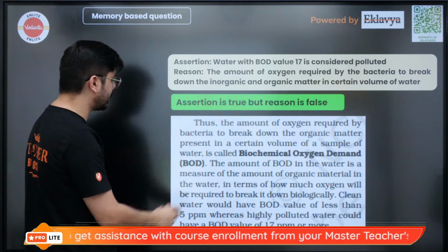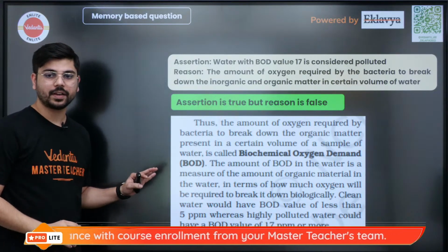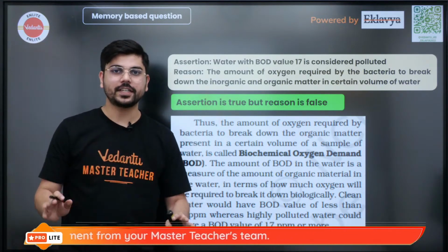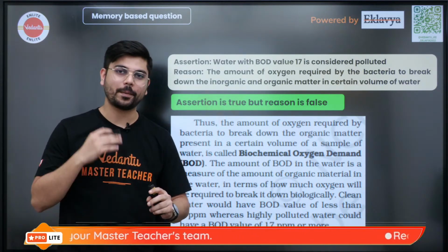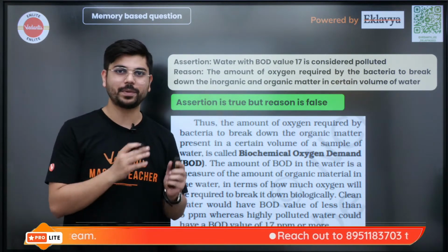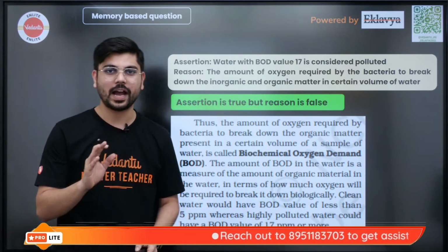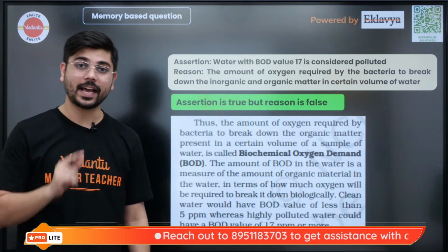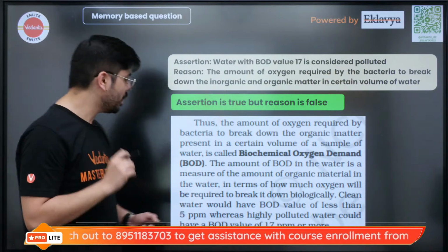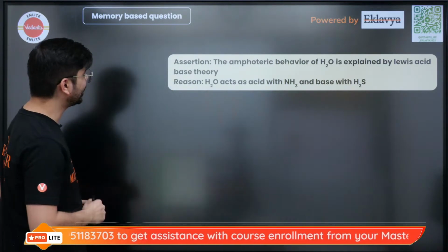The assertion is true, but the reason is false, and it can be easily seen in the NCERT. So all the teachers here at Vedantu have been repeating the same thing: if you are preparing for any competitive examination, be it JEE or NEET, you have to read NCERT again and again as far as the chemistry subject is concerned. Moving ahead to the next question.